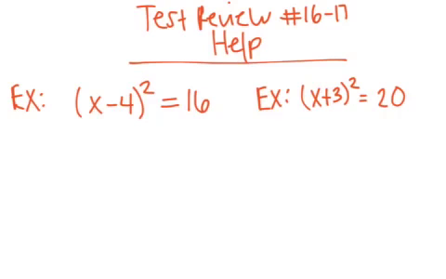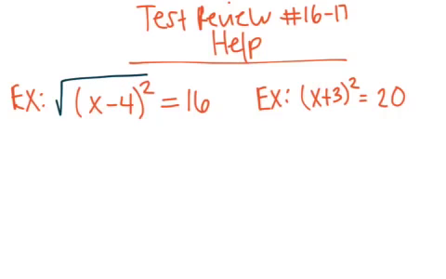Okay, here's help on number 16 and 17. We are finding the solutions to these equations. Now, we have a square in the problem. So the first thing we need to do is use our inverse operations to get rid of the square. The opposite of a square is a square root.